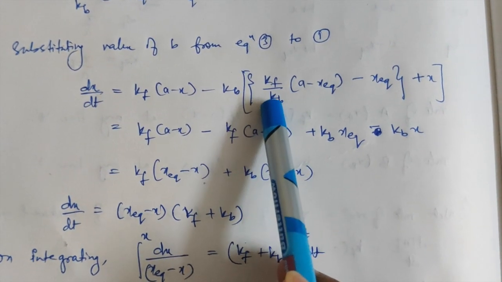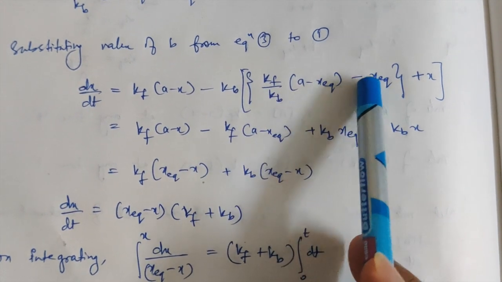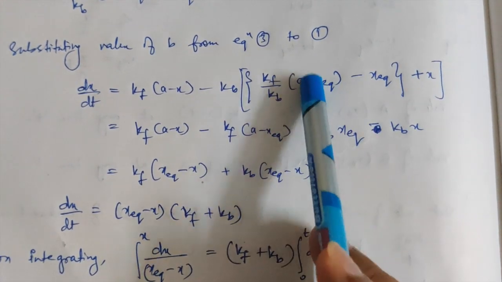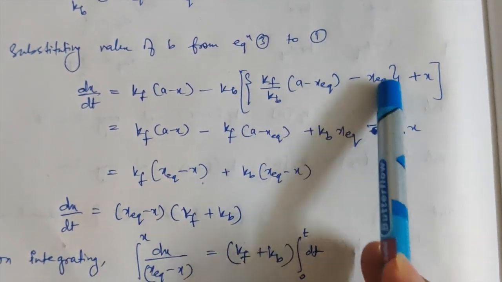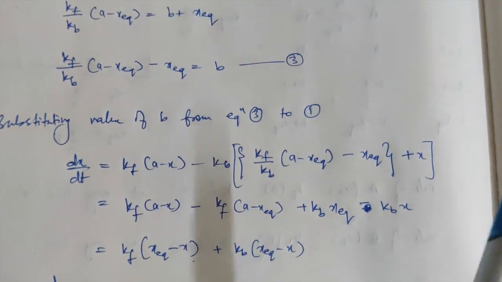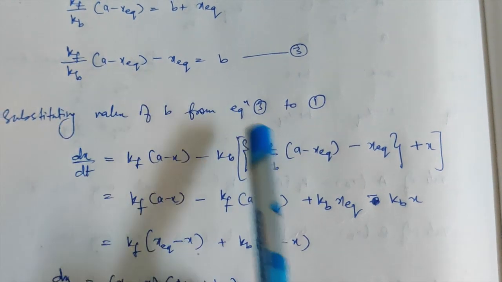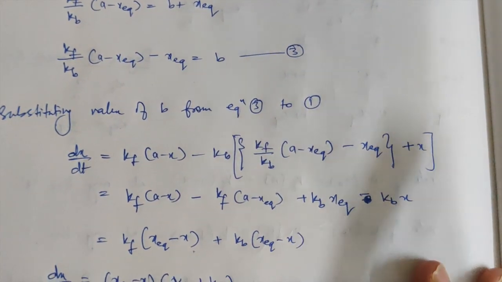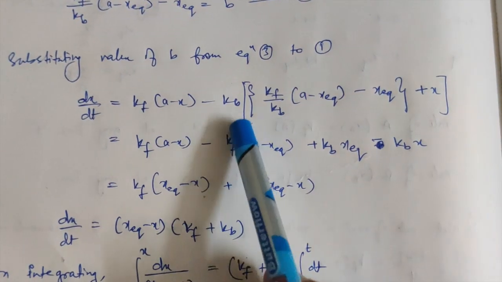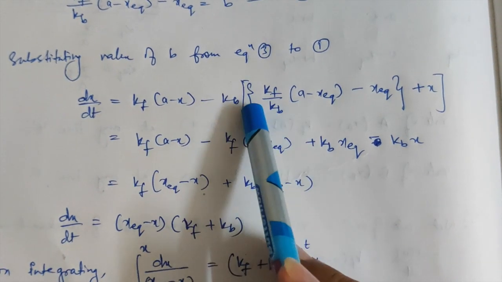So I've put the value of B, that is Kf by Kb (A minus Xeq) plus X, because that was B plus X. Okay, so in the place of B I have put the value of B from just this equation. So this whole thing I have put over here, that's all. Now it is just the mathematics and the calculation, just solving the equation.